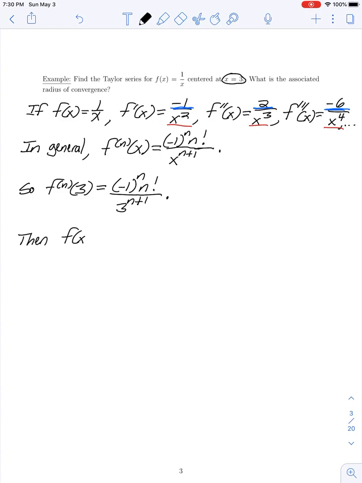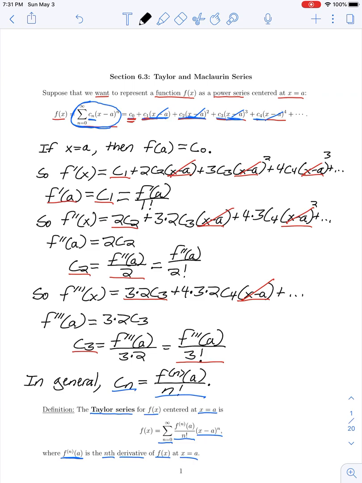So here, the Taylor series for f of x would be the sum from n equals 0 to infinity of this nth derivative term that we just found, which was -1 to the nth times n factorial over 3 to the n plus 1 power, times x minus a, which was 3, to the nth. And then recall, if we look back at our definition, this nth derivative term that we found has to be divided by n factorial.